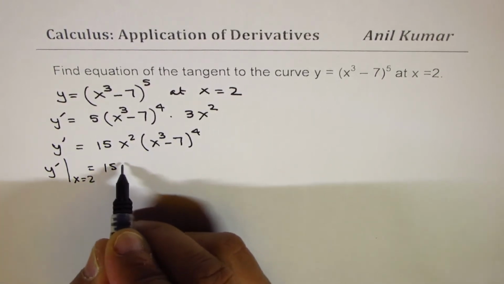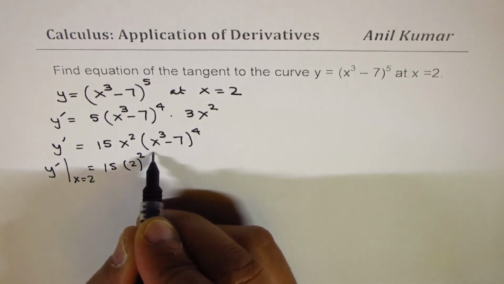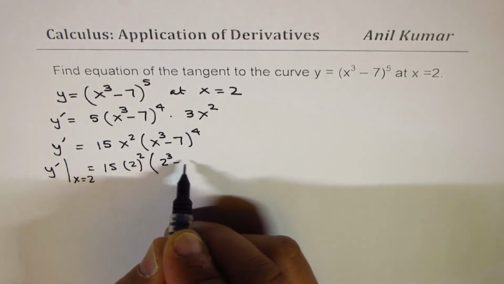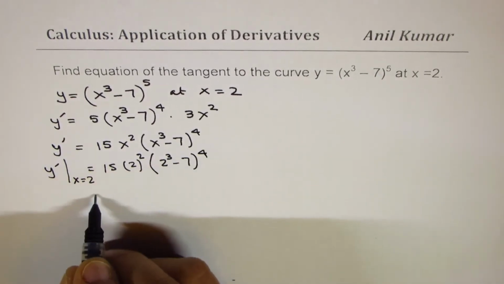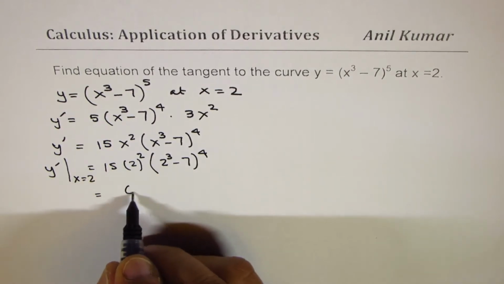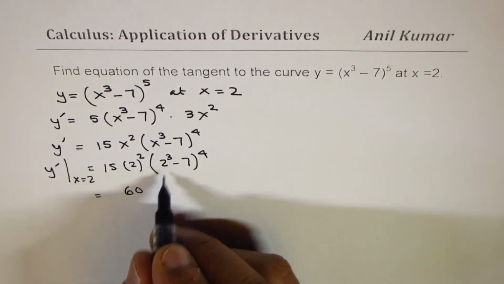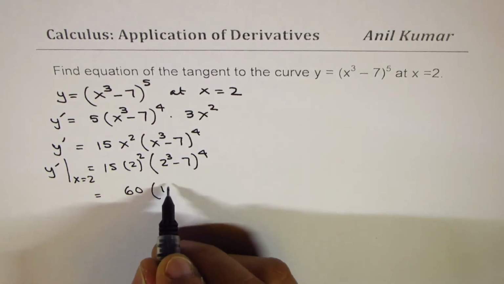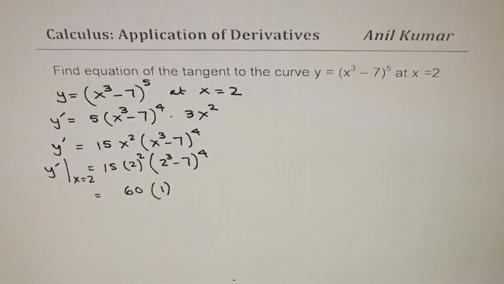So we get 15 times 2 squared times 2 cubed minus 7 to the power of 4. That gives us 15 times 4, right, which is 60, right? And here we get 8 minus 7, which is 1. So we get 60 here as our slope. So that is the slope m.